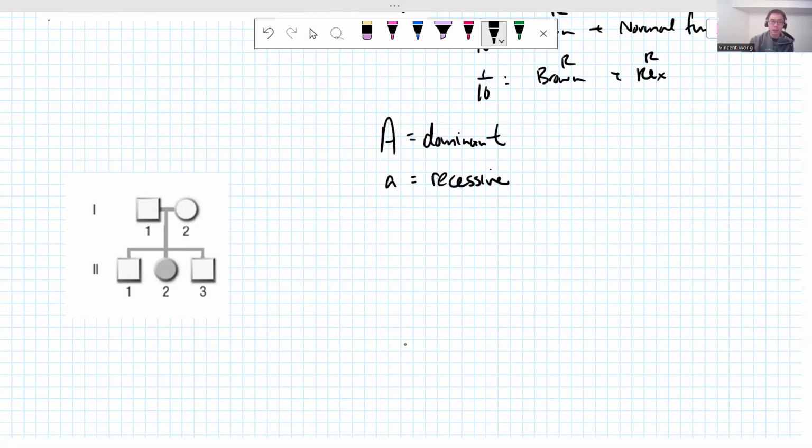But here's the thing. This person has the condition. So is the condition that we're looking for a recessive condition or a dominant condition? That's the question.